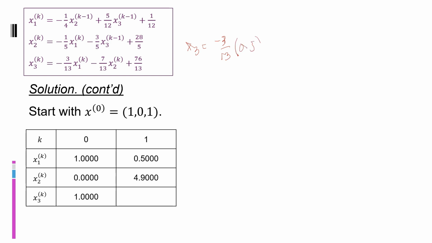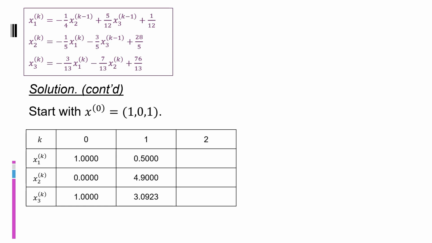For x sub 3, we have negative 3 over 13. X sub 1 is 0.5, so ito yung gagamitin natin. Minus 7 over 13. X sub 2 is 4.9. Plus 76 over 13. So that is equal to 3.0923.